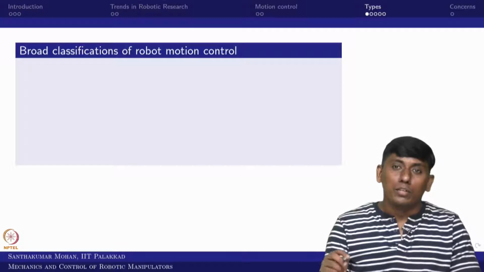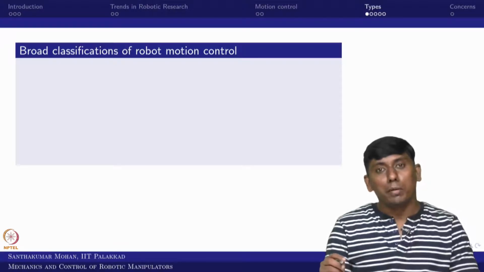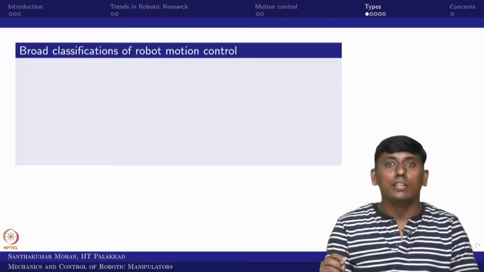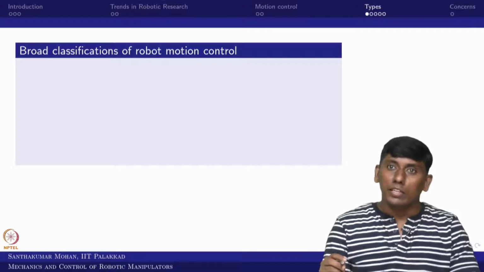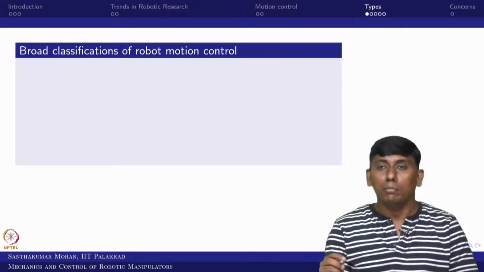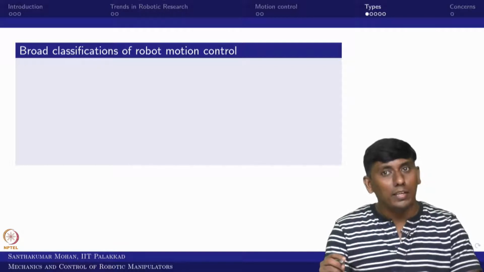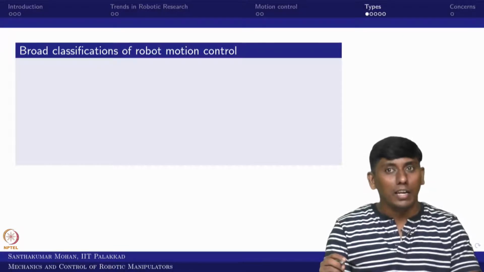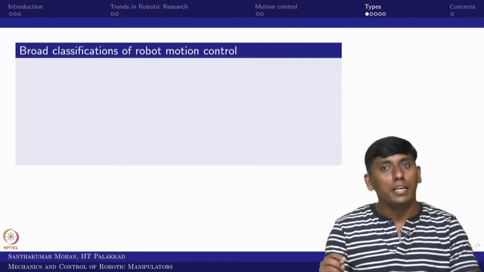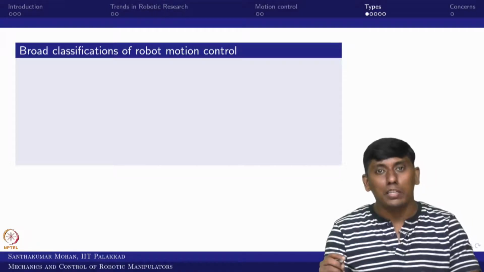Welcome back to Mechanics and Control of Robotic Manipulator. In the last class we gave an introduction to motion control. I said that motion control, or control design, requires familiarization with the physical system. Then we can come back to the objective. This is the place where we stopped in the last lecture.